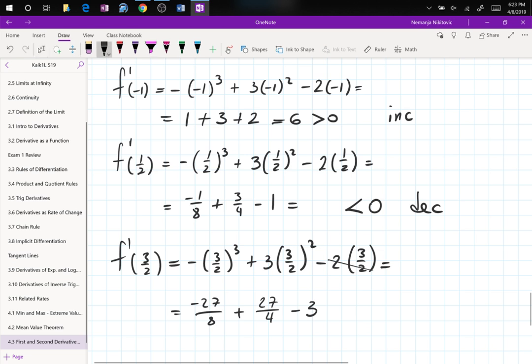Now, these guys combine immediately, right, because they're just half of each other, right? So this is 27/8 minus, and then 3 times 8, 24/8, so it's positive, increase.